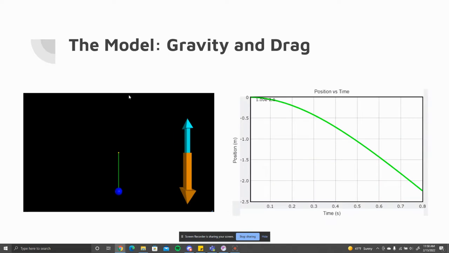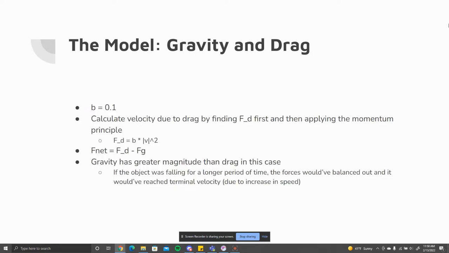Now we go on to the model where we introduce drag. Drag is pointing upwards, opposing the direction of motion, and of course that's going to slow down the object, in theory. So obviously, instead of going to negative 3.14 meters, we only have about negative 2.2 meters, right? Or it takes much longer to reach that negative 3.14 threshold.